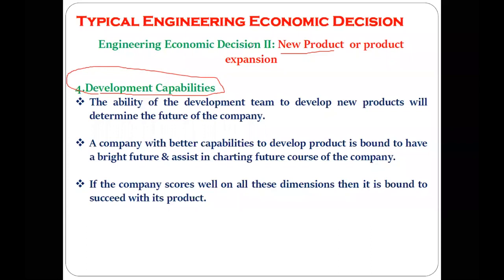Means if you have decided to produce the new product, then you need a good capable team, you need a talented engineer team to develop that product. If your team is not capable, then that definitely will affect the quality of the product, then that definitely will affect the development time of the product. If it affects these two dimensions, definitely it will affect the product cost also. And if all these factors get affected, then the profit of the company will also get affected.